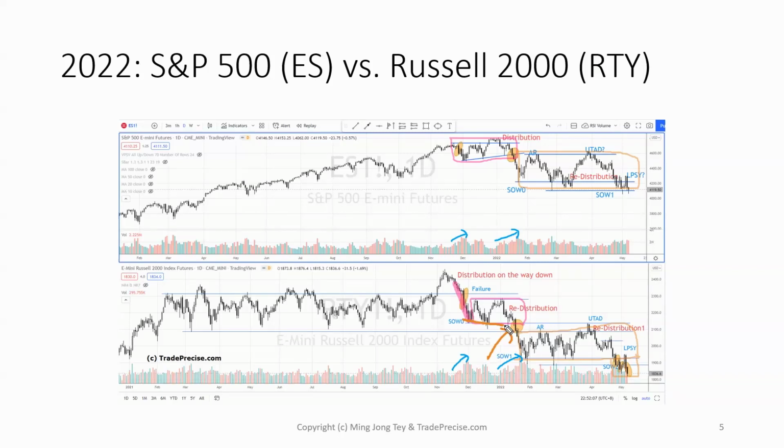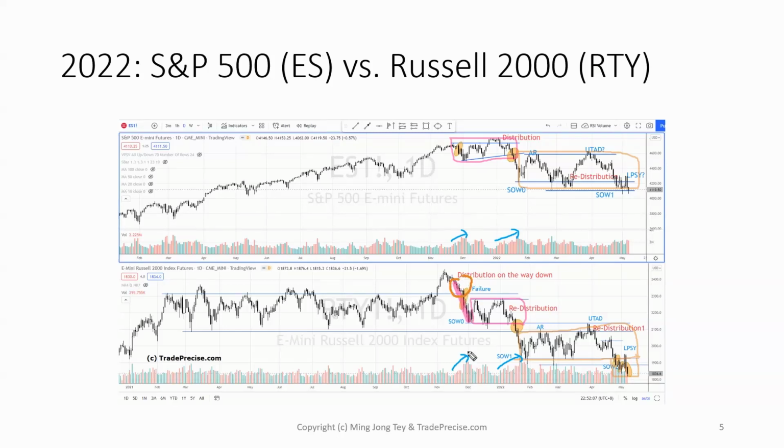While Russell 2000 actually breaks down, and S&P 500 also breaks down from here, the context is different, because this is just the original distribution structure, but here is like after a sign of weakness, a redistribution, and then followed by a breakdown, and then comes another sign of weakness as well. So Russell 2000 actually provided quite a few red flags from here.